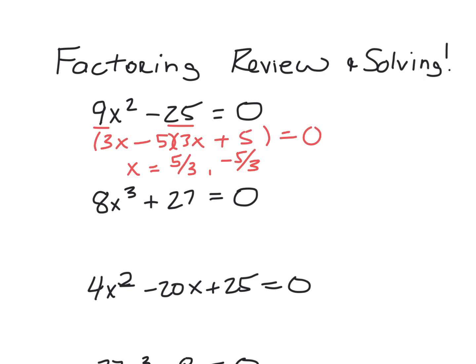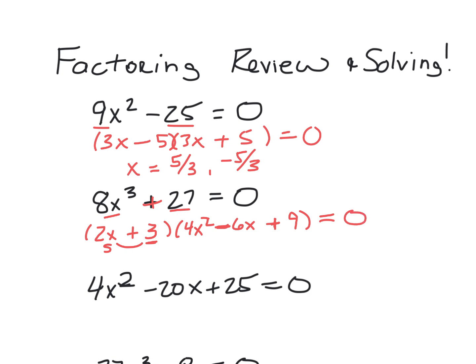This next one, you would recognize this is a sum of cubes. So your first factor would be 2x, because 2x cubed would be 8x cubed, plus 3, because 3 cubed is 27. And then if you remember, you square this first term. You multiply the two together, which would be 6x. You square the last term, which will give you 9. And this needs to be negative, opposite of the first term.